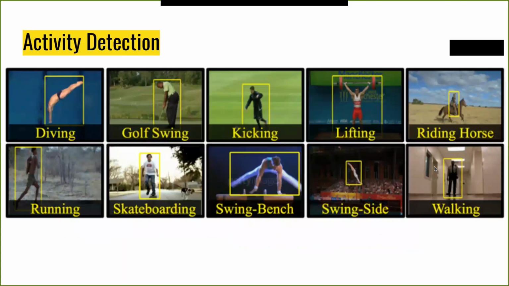So another important task is activity detection. Things like dancing, diving, etc. Based on that, our computer vision model will be able to predict what activity you are doing currently. So it's a very important and necessary application of computer vision.